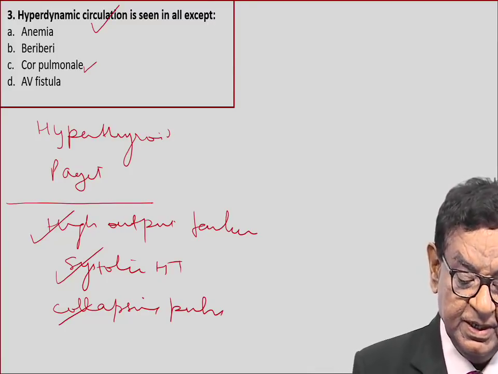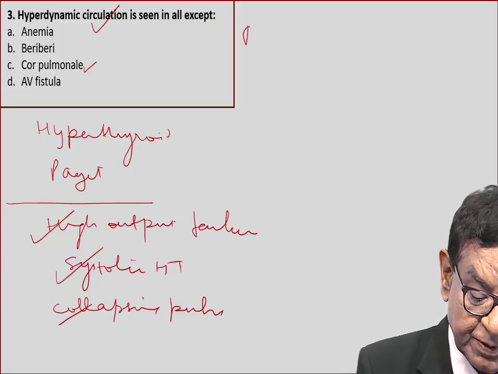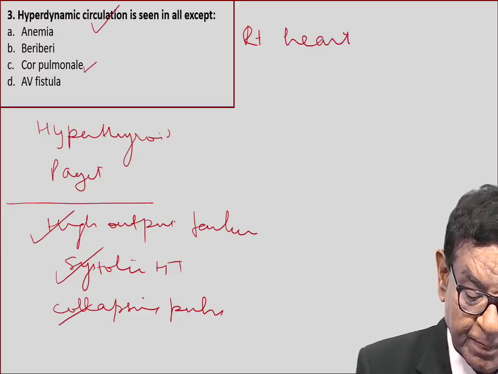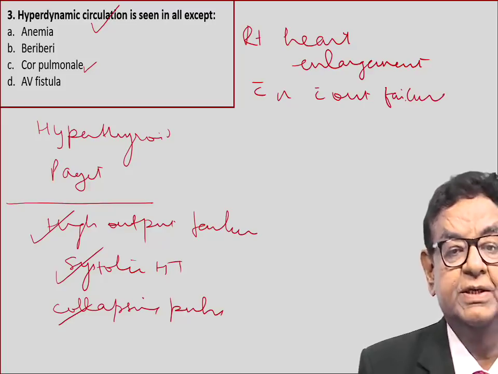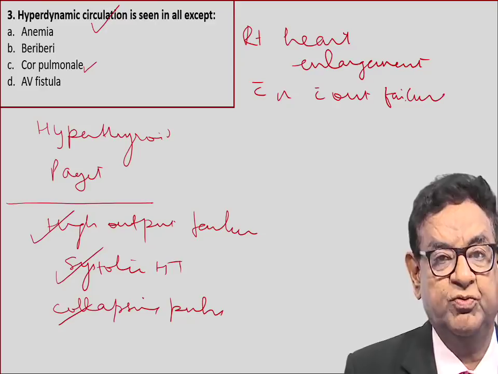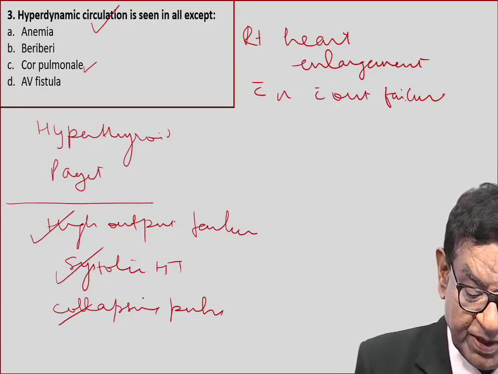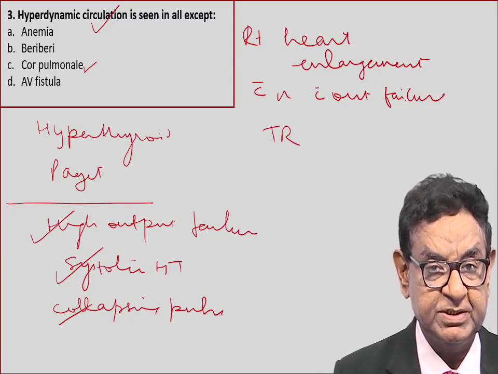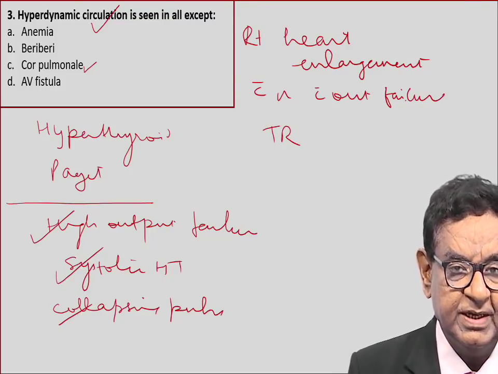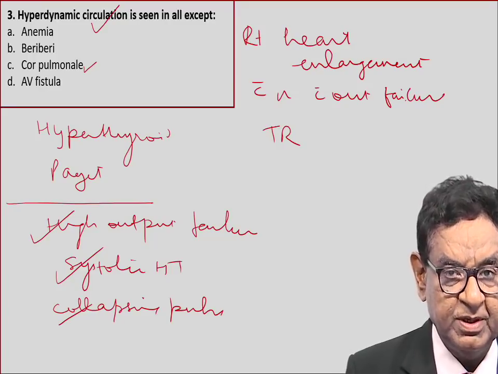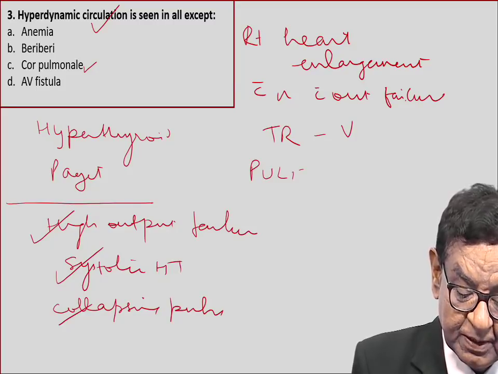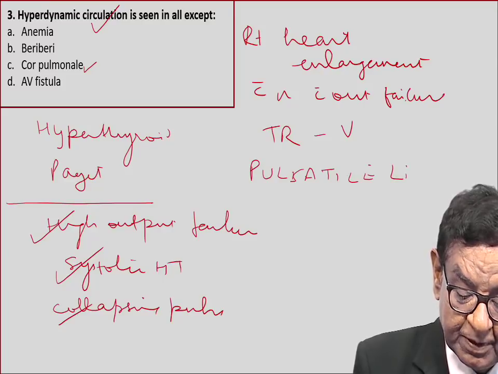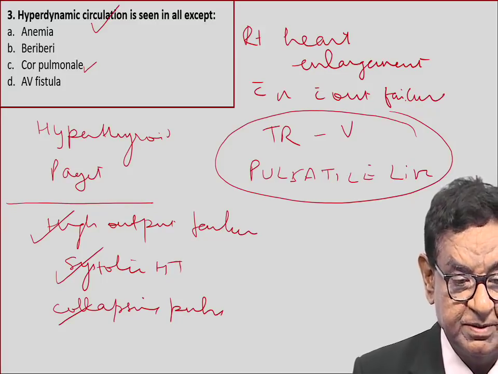Now, what is cor pulmonale? It is right heart enlargement, with or without failure, secondary to lung parenchyma, pleura, or chest wall disease. And the common murmur that we hear in cor pulmonale is tricuspid regurgitation. In fact, the commonest cause of TR is cor pulmonale. And an extra point about TR, you get a prominent V wave in this patient and you get a pulsatile liver. This is a very frequently asked question about tricuspid regurgitation.